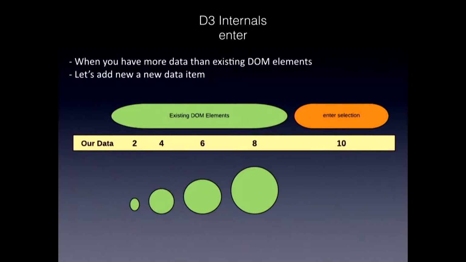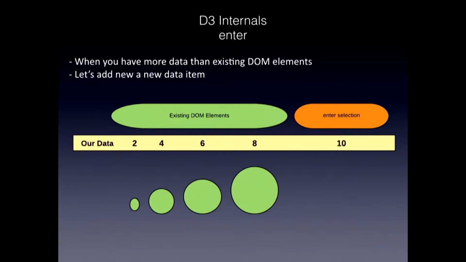The second thing that people find a bit confusing is enter. You'll often see in a D3 thing, it'll select something, even if you don't have any of those. So you might say select all circles, and you think, well, I don't have any circles. Why am I selecting circles?